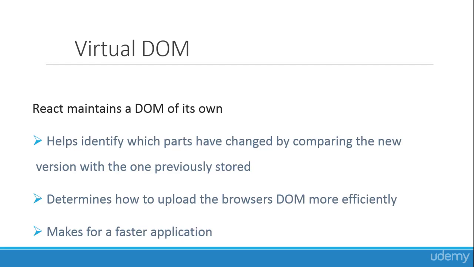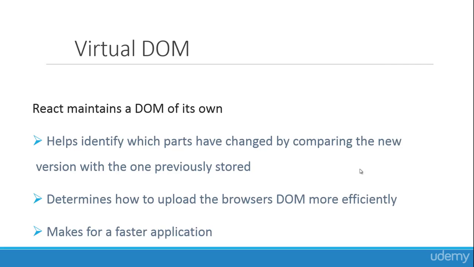So, as far as the document object model, React creates its own version of it, and it's called the virtual DOM, or the virtual document object model. What it does is it helps identify which parts have changed by comparing the new version with the previous version of the document object model. So kind of like a snapshot. It'll compare the two and make the necessary updates. So in turn, it'll determine how to update the browser's DOM more efficiently. And this, of course, makes for a faster application.